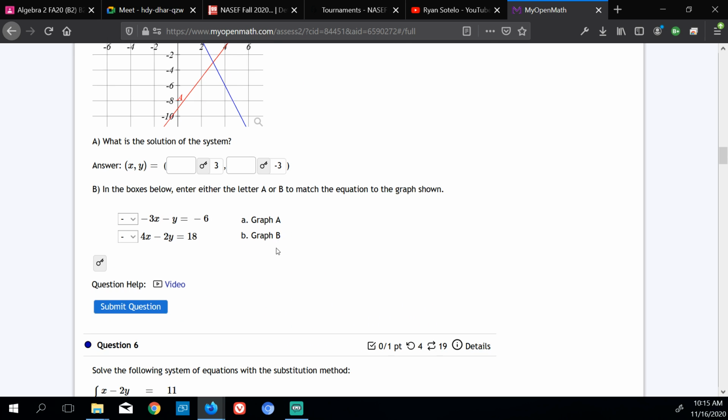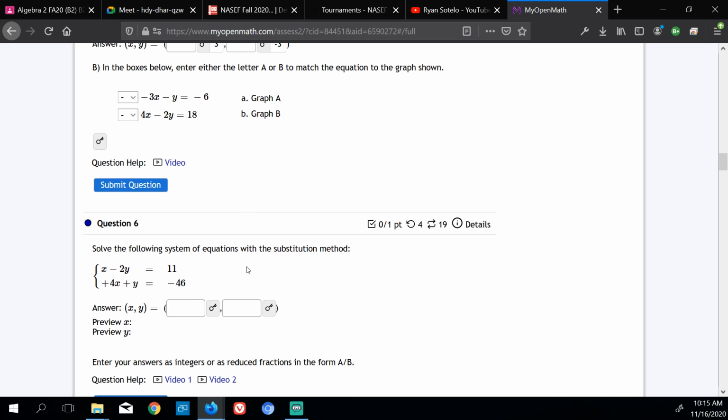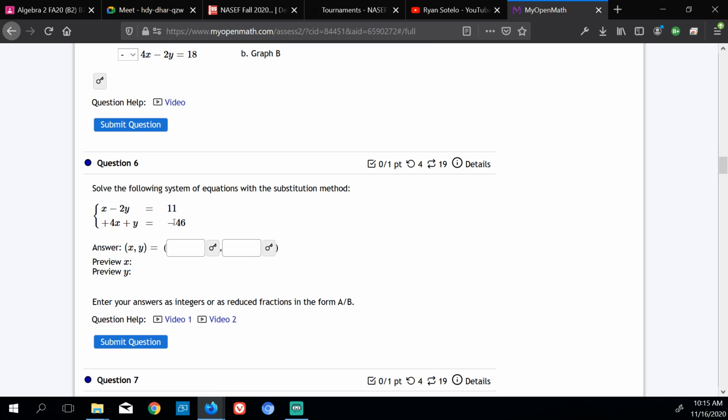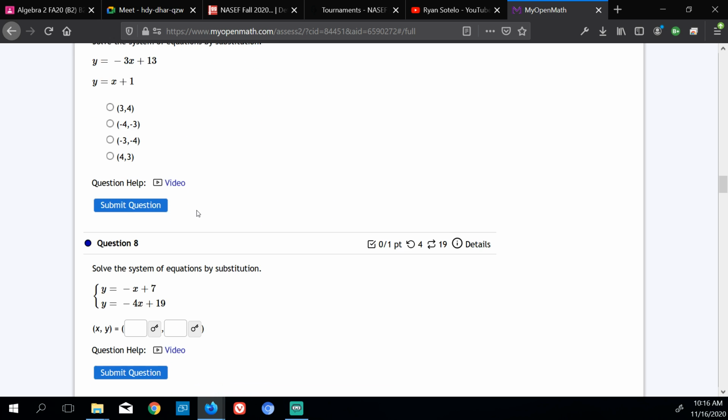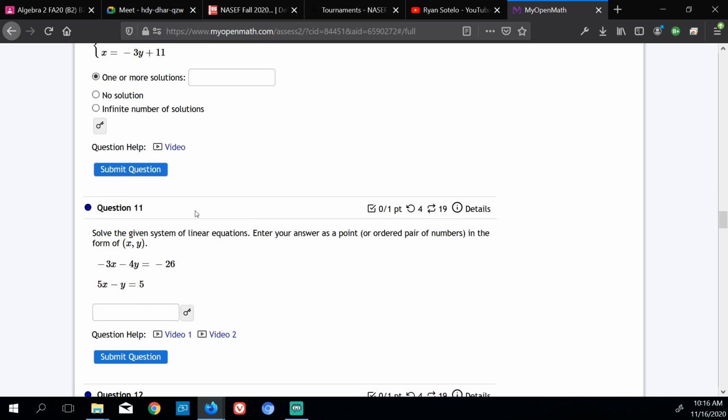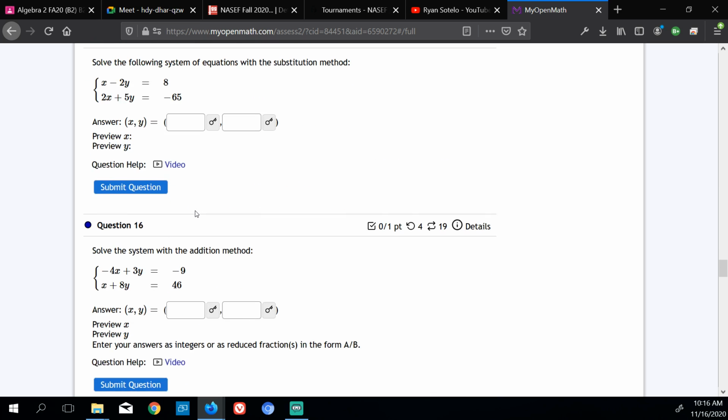Graph A, well, you don't have to worry about that part, I guess. We already did solving systems on the first part of the test, so we're not going to do that on this part. I think that's pretty much it.